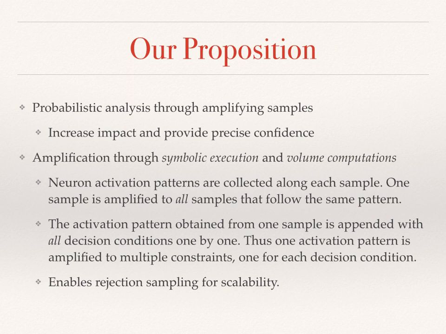Thus, if we have an input or a sample that leads to one output in the neural network, it is possible that another input that follows the same activation pattern can lead to a different decision condition. And we can catch it by appending it to these decision conditions. So in some sense, we amplify the effect of local robustness checks using these symbolic constraints. And furthermore, we maintain an efficient data structure that records all the samples that have been performed so far to enable rejection sampling for increased scalability.